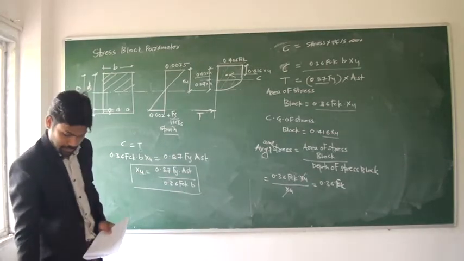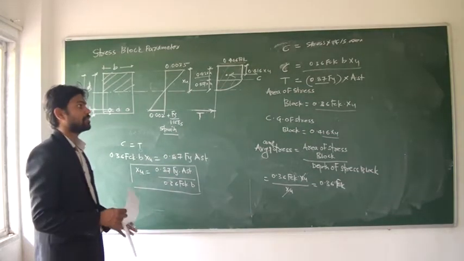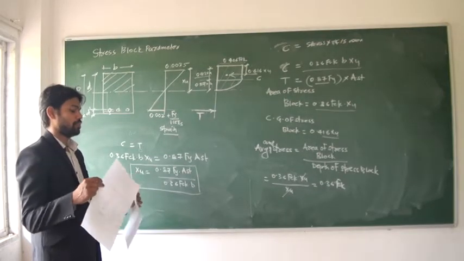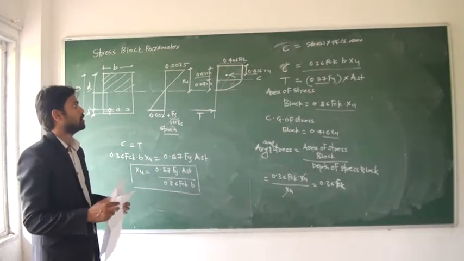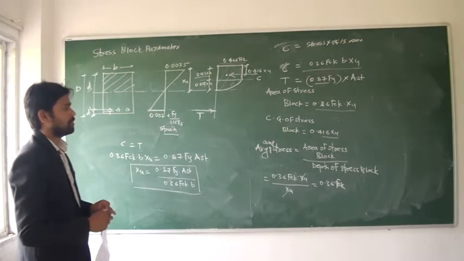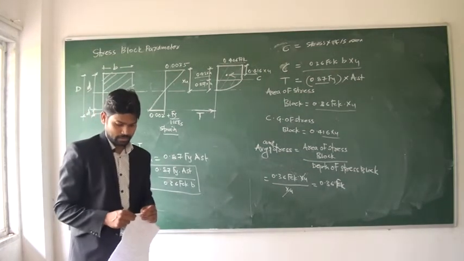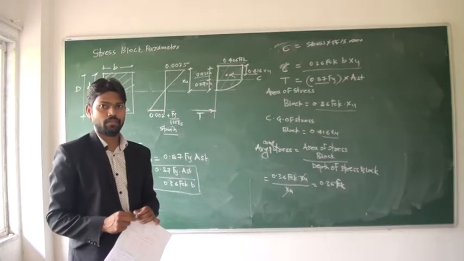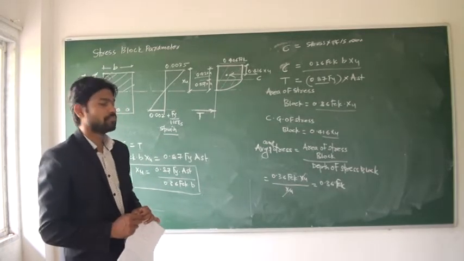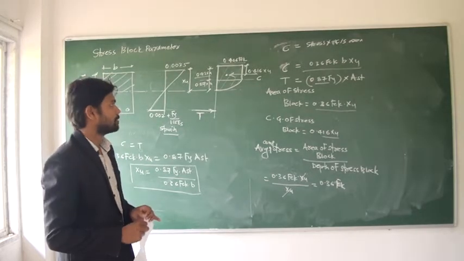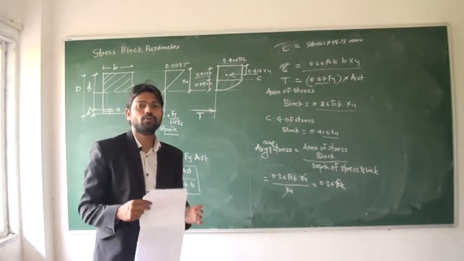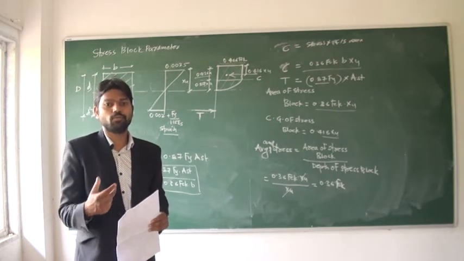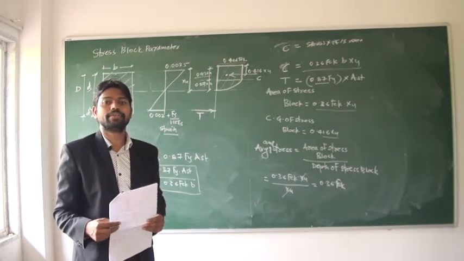Now next, what is meant by a balanced section, what is meant by an under reinforced section, and what is meant by an over reinforced section? See, concrete is a composite material. The composite material is a mixture of concrete as well as steel. So what is meant by a balanced section? A balanced section means that when we utilize both the materials, steel as well as concrete, effectively, then you can say that the section is a balanced section.